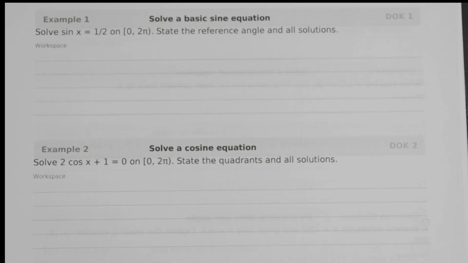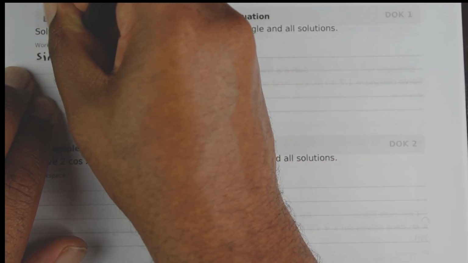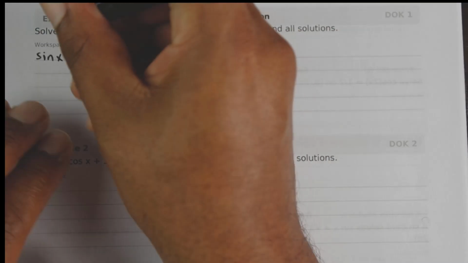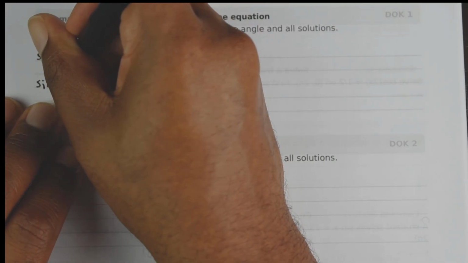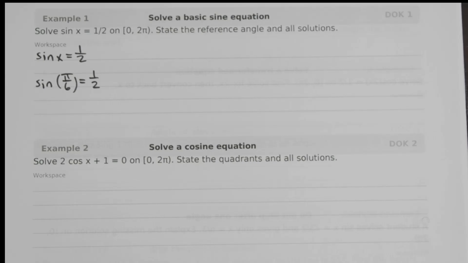So example number one, it says solve sine x equals a half on the interval given. State the reference angle and all solutions. So we need all the angles from 0 to 2 pi, not including 2 pi, where sine equals a half. So we need to start with the reference angle. So sine x equals 1/2. So we know that the sine of pi over 6 is equal to 1/2, right? So the reference angle is essentially pi over 6.